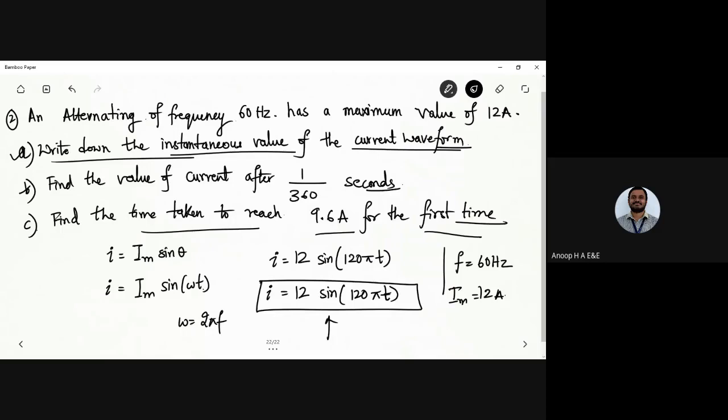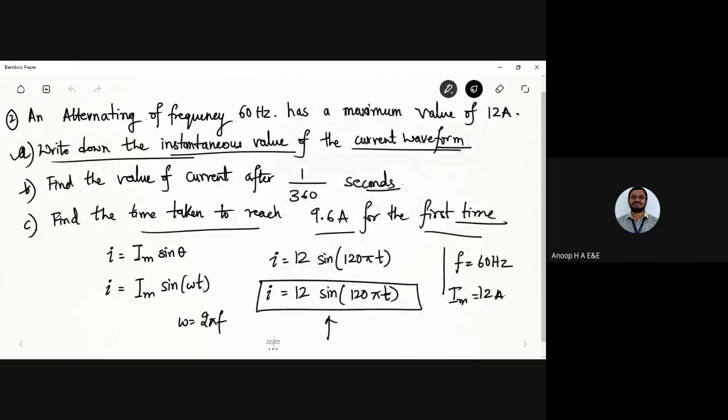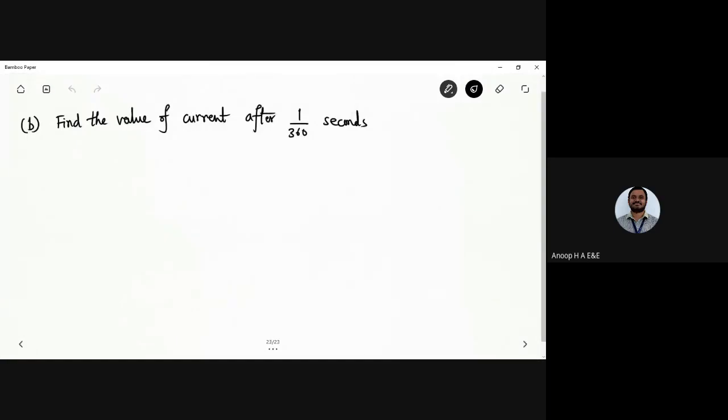Okay, so with this equation for the instantaneous value of the current known, the second part: find the value of the current after 1 divided by 360 seconds. So the value of small t is 1 divided by 360 seconds.